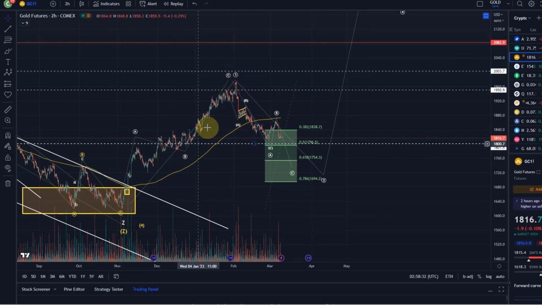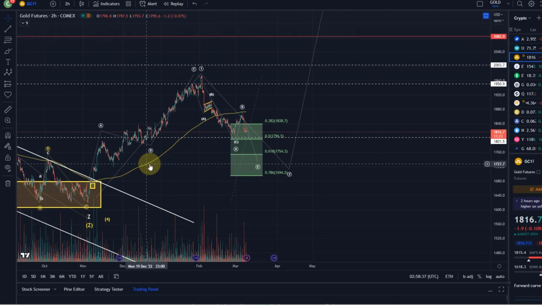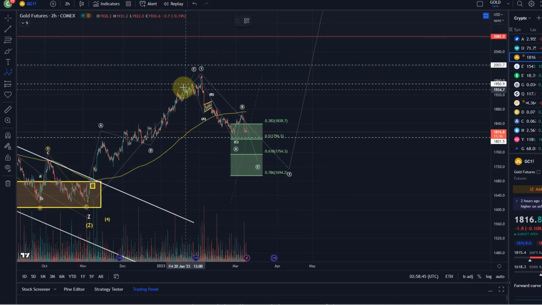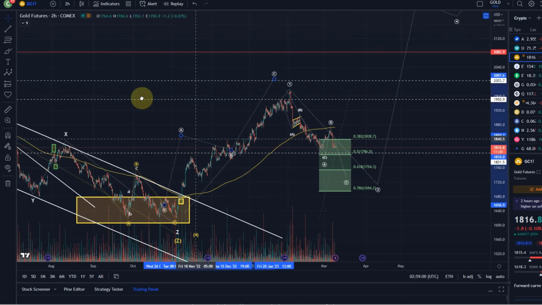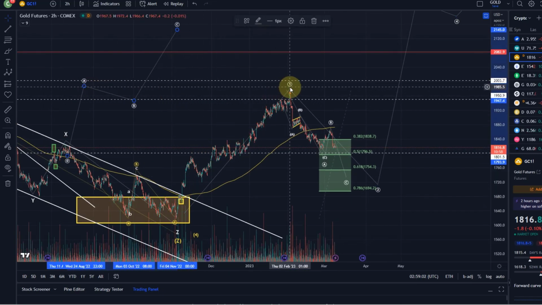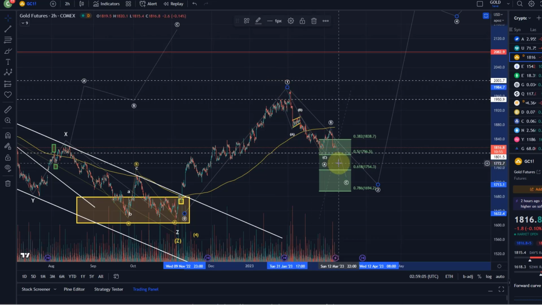So the move up can also be counted as an ABC. It's not the clearest of impulses, so we can also count it as an ABC. And then the move down, if it proceeds further down and we break below 1694, then this count will come clearly in control. Because as always, and you hopefully know that if you've been watching this channel for a while, it's always that after the initial wave one, which this could have been, the wave 2 is going to give us proof that the trend has shifted.